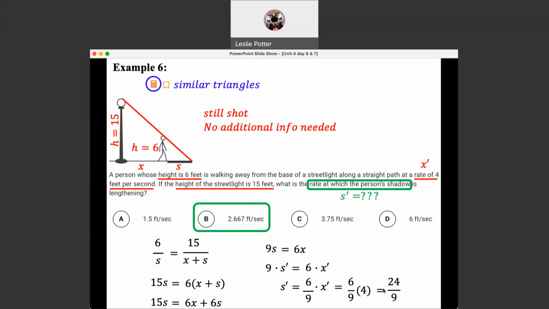So looking at so how do I pick 24/9 out of this lineup? Well, we know 9 goes into 24 2 times, and then it's bigger than 2 times, but 9 does not go into 24 3 times, so we know it can't be C. We know it can't be A. B is the only one that's 2 point something, so it's got to be B.